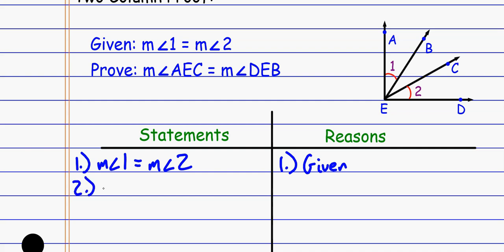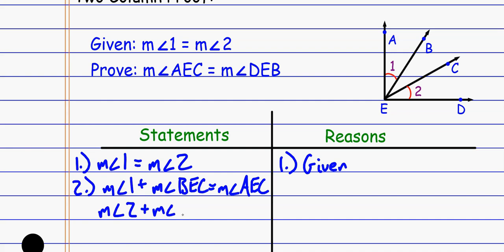So something like this, you could maybe jump right into this and say, well, the measure of angle 1 plus the measure of angle BEC equals the measure of angle AEC. Okay? And so if you're looking at something like that, okay, yeah, that's true. And along those same lines, and I can include in the same step because it's the same justification, I could say that the measure of angle 2 plus the measure of angle BEC again equals the measure of angle, let's see here, BED, or DEB, sorry. Let's do DEB since that's the way it's listed in the problem. Again, that's just the angle addition postulate.